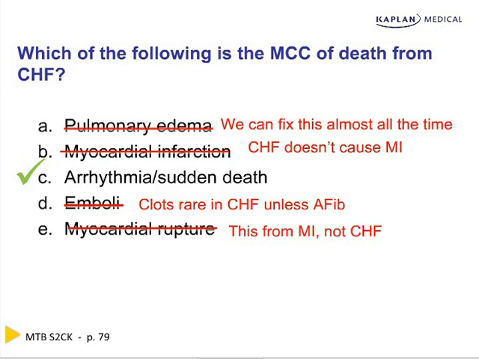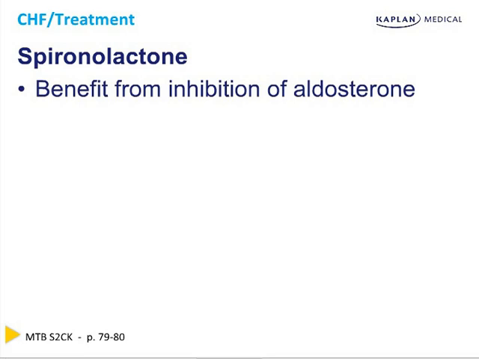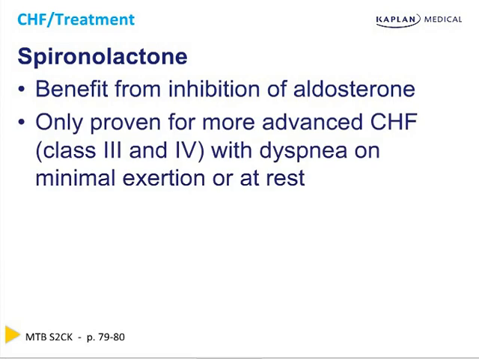The most common cause of death from congestive heart failure is ischemia-mediated arrhythmia. That's why beta blockers are so beneficial. They're antiarrhythmic and anti-ischemic. Spironolactone derives its benefit from being an antagonist of aldosterone. Because it's an antagonist of aldosterone, you can get hyperkalemia, but it lowers mortality in advanced class CHF.